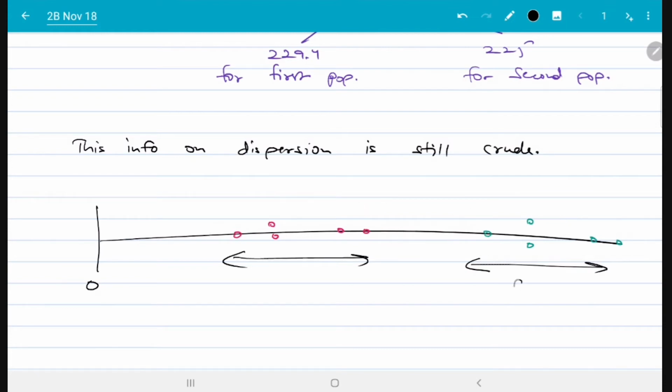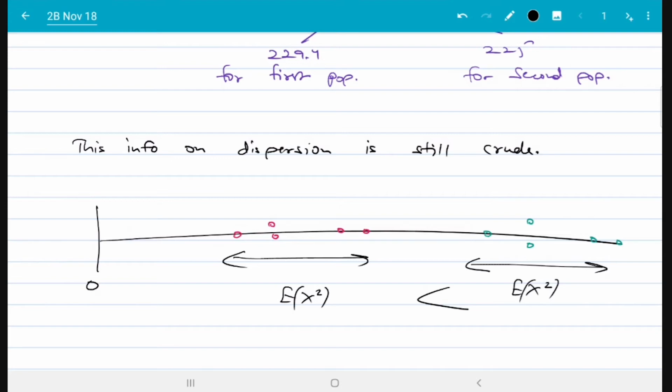E raised to power x square here would be much higher than, oh sorry, not e raised to power x. Expected value of x square for the green distribution would be much higher. Okay. Now that is a problem.